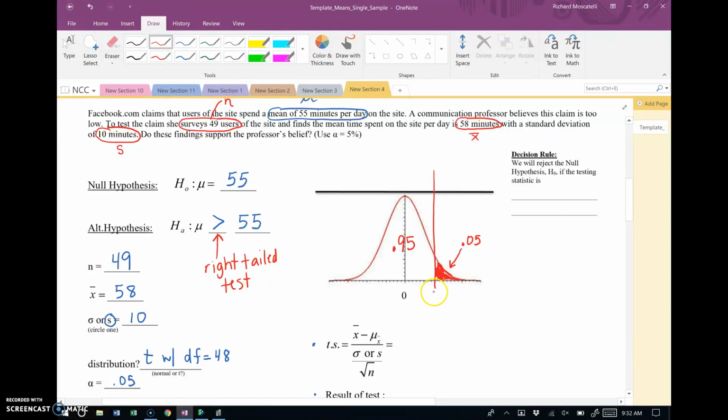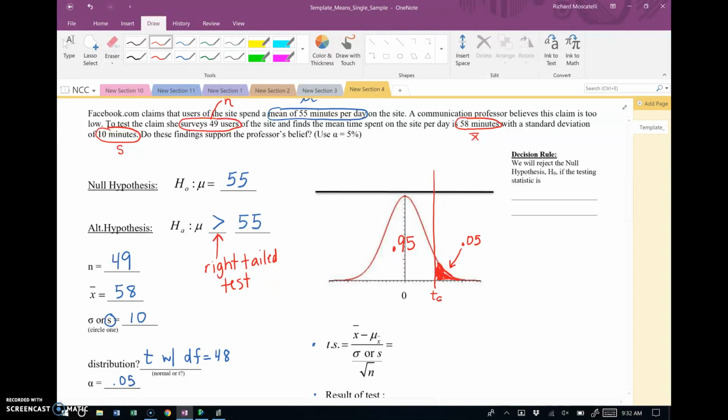Now, there is a score right here called a critical t-score, which is going to separate the critical region from the non-critical region. That's the thing I'm looking for. Now, again, how do you find this critical t-score? Well, JMP is going to hand it to us. But I'd like to know it up front, since we're talking about it here.